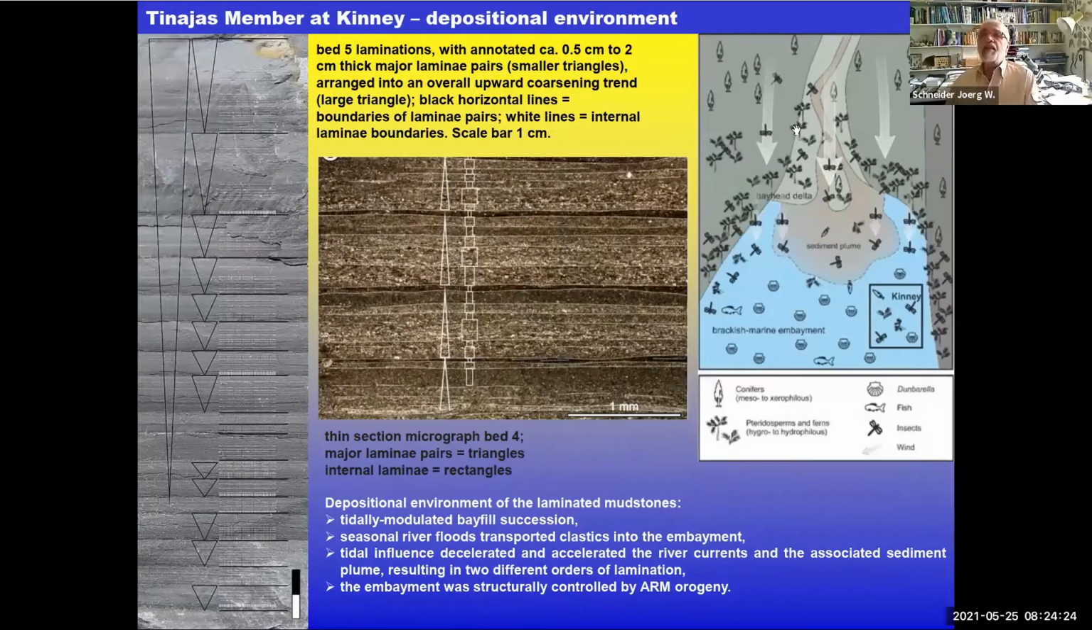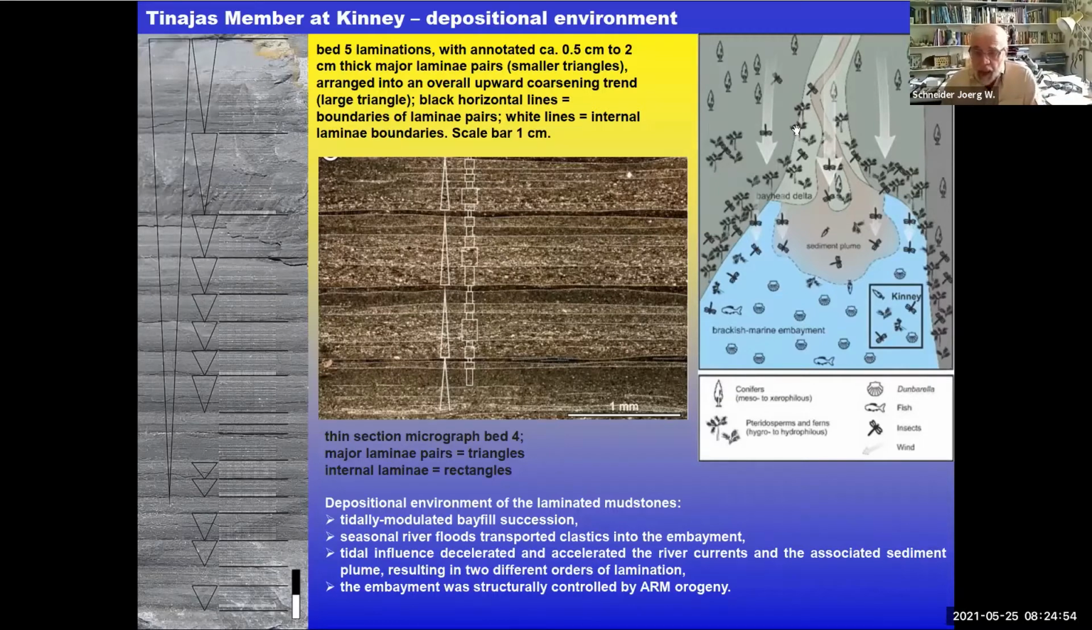Typical for these Dunbarella shales is a well-expressed lamination consisting of 0.5 to 2 centimeter thick major laminae, which are subdivided by a very fine subordinate lamination, shown here by the whitish lines, or in the thin section by these squares.